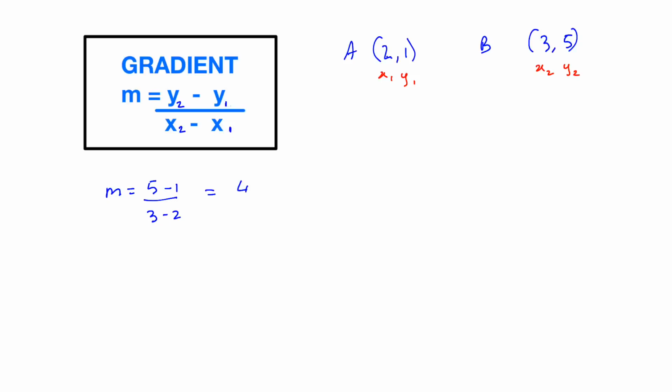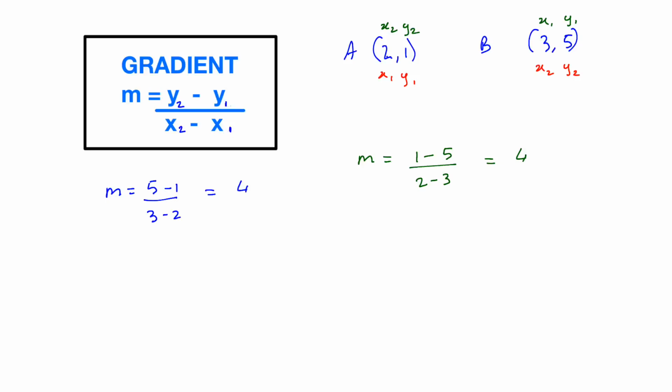If I had taken this as my x2 and this as my y2, and this is my x1 and y1, we are still going to get the same answer. So let's solve this. Gradient, now what is my y2 now? 1. 1 minus 5 and my x2 is 2. So 2 minus 3. Put this in the calculator and you will still get 4.